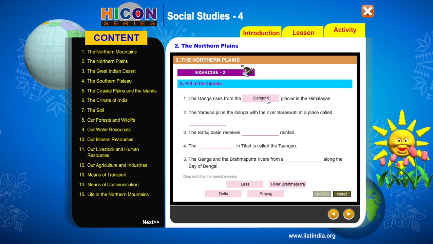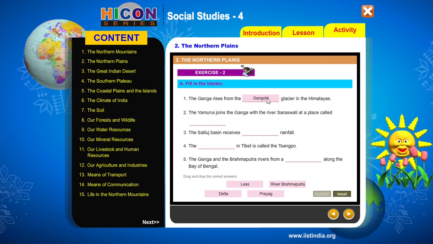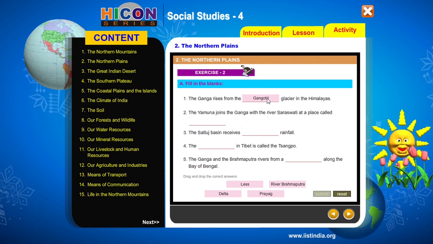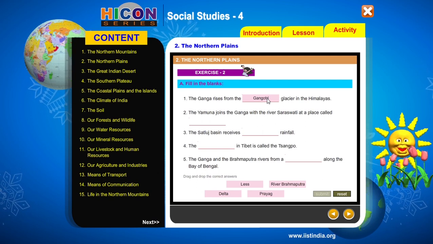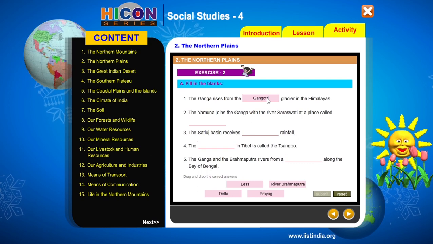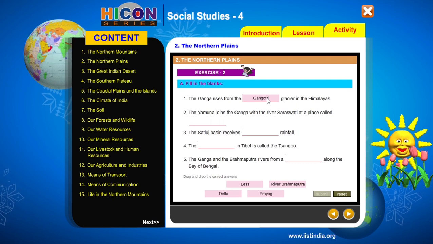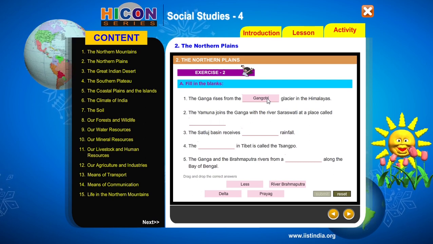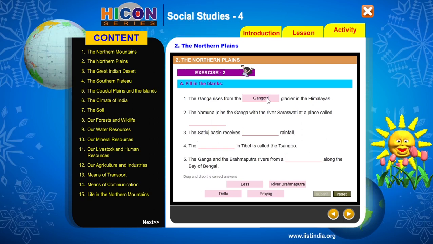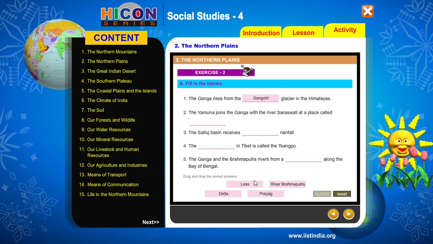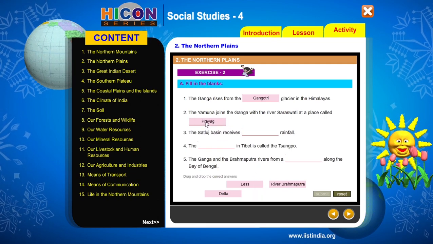Second question. The Yamuna joins the Ganga with the river Saraswati at the place called dash. So Ganga is a river that originates from the Himalayas. Yamuna is also a river that originates from the Himalayas. But Yamuna comes and joins Ganga, and the place where Yamuna and the river Saraswati join Ganga is Prayag, isn't it? Oh yeah, Prayag is also a devotional place, a holy place also.